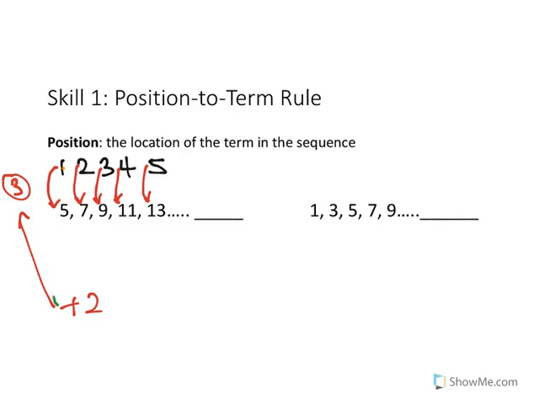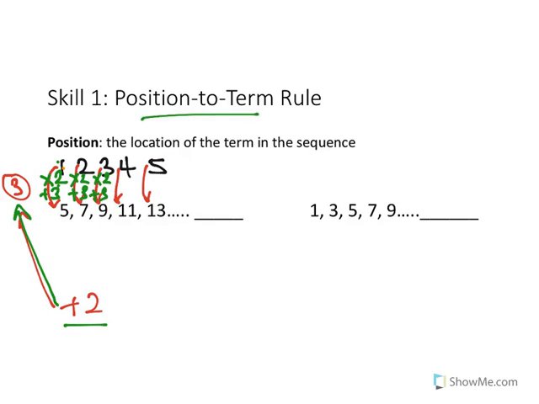So what do you do? You have to take your term to term rule. Since it's going up by 2 every time, the first thing you do is take the position and multiply it by 2. So now we have 1 times 2, it makes 2. But hold on, what do we need to do to get to 5? We have to add 3 more. Okay, let's see if it works with the second position. 2 times 2 is 4, plus 3 is 7. Okay, so that's what you have to do each time.